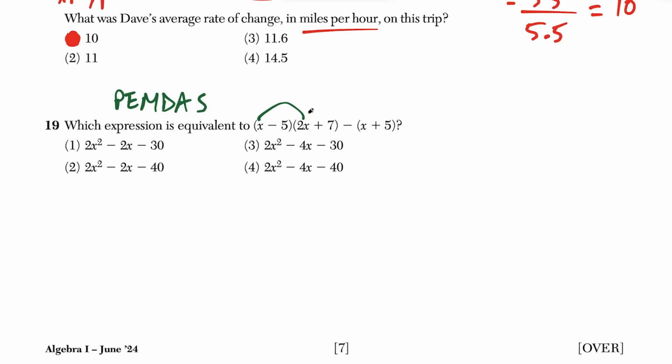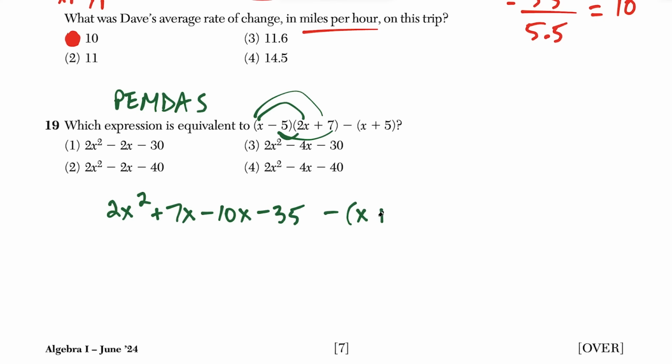So I'm going to do x times 2x is 2x squared. Then I have x times 7 is 7x. And then I'll distribute the minus 5. So we have minus 5 times 2x is minus 10x. And then minus 5 times 7 is minus 35. But I still have this minus x plus 5 at the end. So now we can combine like terms. We have 7x minus 10x. So I have 2x squared, 7x minus 10x is minus 3x, and then I have minus 35. And then I have minus x plus 5.